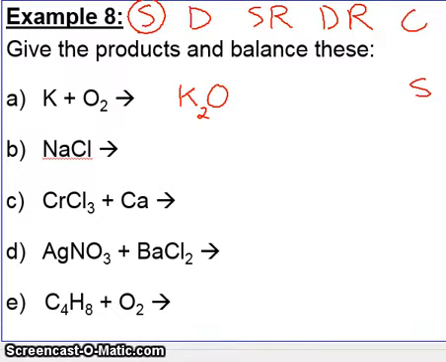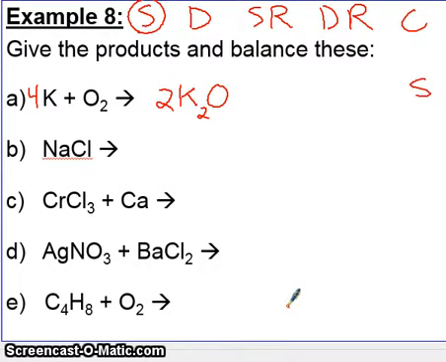Now, we also want to balance the equation. So we practiced balancing a few lessons ago. Let's do this quickly. Since we have 2 oxygens on the left, we need 2 on the right. We'll put a 2 in front. That gets us up to 4 potassiums, and we can put a 4 in front. And this balances for us the first equation.